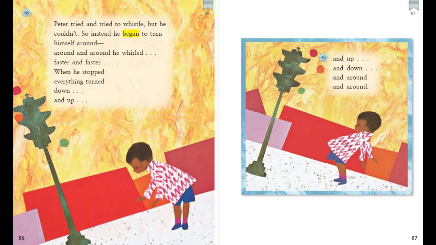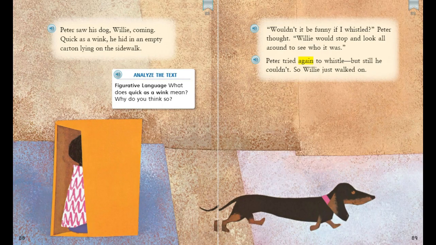The author, Ezra Jack Keats, is also the illustrator. Why do you think he drew pictures that look tilted for pages 86 and 87? Describe the new character that we learn about. How does Peter act when he sees Willie coming? Why does Peter do this? Does Peter whistle?